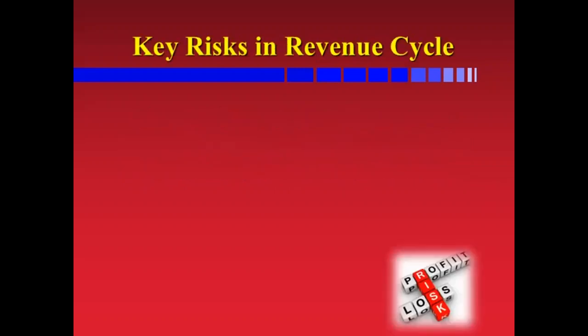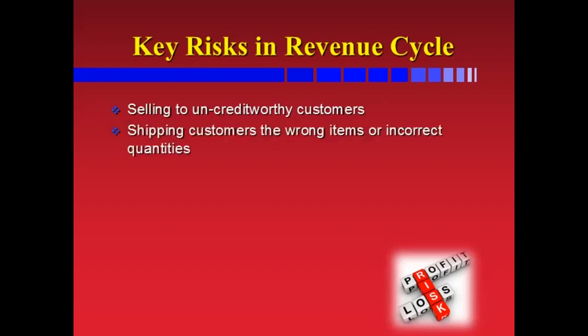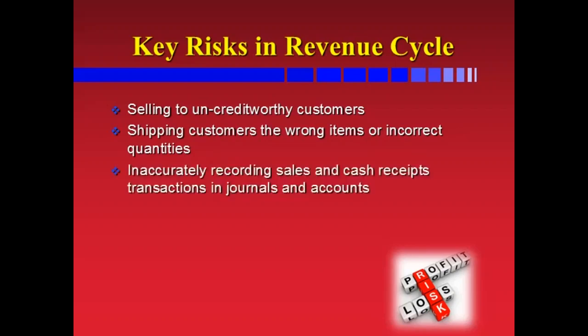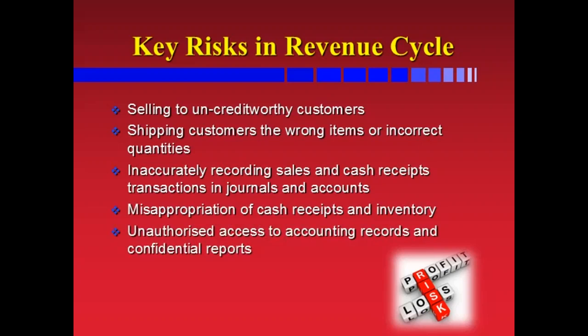Do recall that an objective of internal control is to mitigate the risks from errors and fraud. The following are primary risks associated with revenue cycle transactions. They are selling to uncredit-worthy customers, shipping customers the wrong items or incorrect quantities, inaccurately recording sales and cash receipts transactions in journals and accounts, the misappropriation of cash receipts and inventory, and the unauthorized access to accounting records and confidential reports.